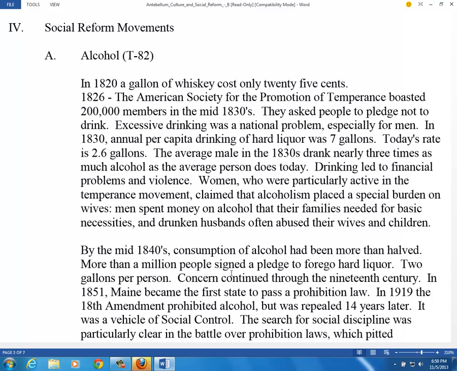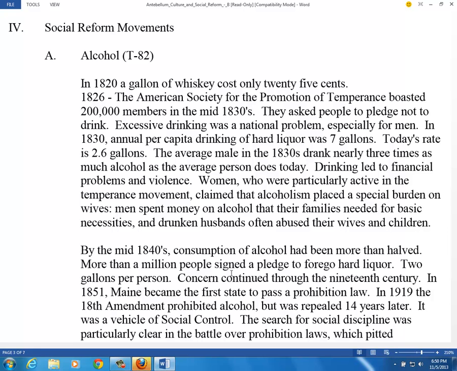But we think people drink a lot today. But if you look back in this time period, in 1830, the per capita drinking of hard liquor was 7 gallons per person a year. Today, it's actually less than this now. It's only 2.3. I looked it up today.